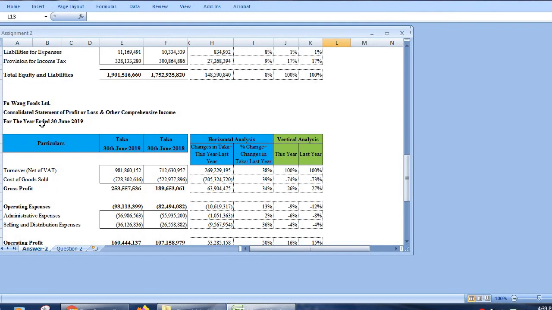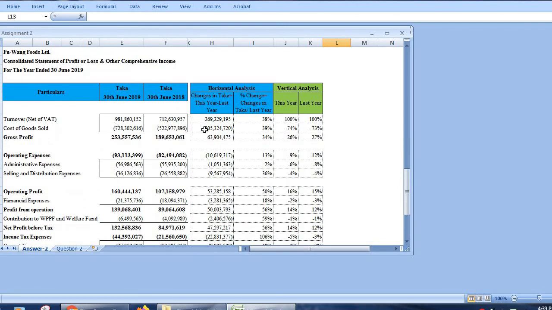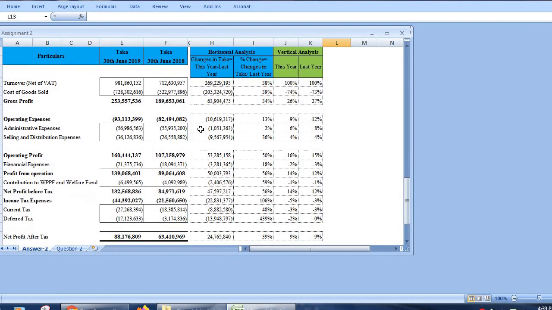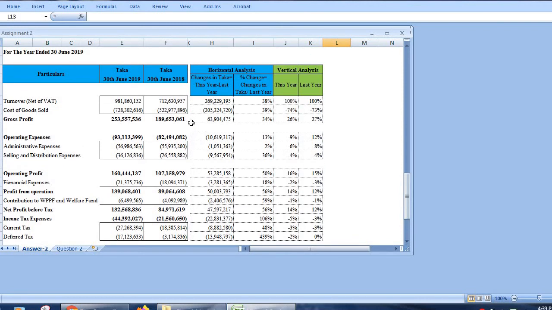Now I discuss the income statement using horizontal analysis and vertical analysis. Horizontal analysis of financial statements is one of the most important techniques to find out how a company is doing financially. First, we need to take the previous year as the base year and the latest year as the comparison year. Let's say we are comparing between 2018 and 2019. We will take 2018 as the base year and 2019 as the comparison year.